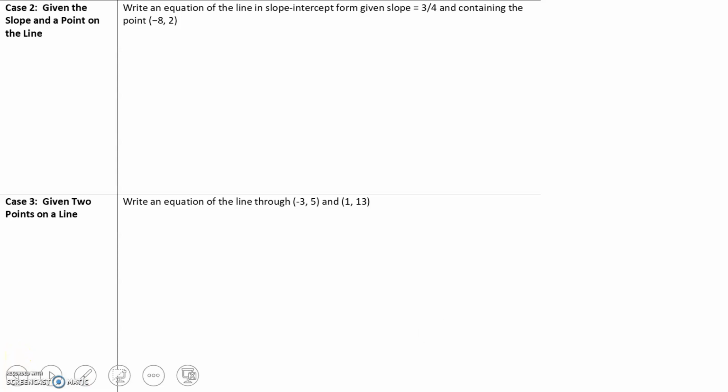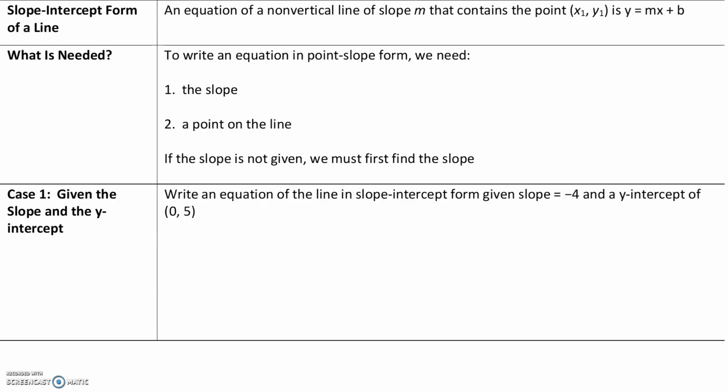All right, let's take a look at the third and final part of section 2.2. In this section, we are going to go backwards. In the previous video, we were given an equation of a line, and we had to find the slope, the y-intercept, and graph it. However, we are going to go backwards, and we will have to find an equation of a non-vertical line of slope m that contains a point x1, y1, and we have to find this equation in the form y equals mx plus b.